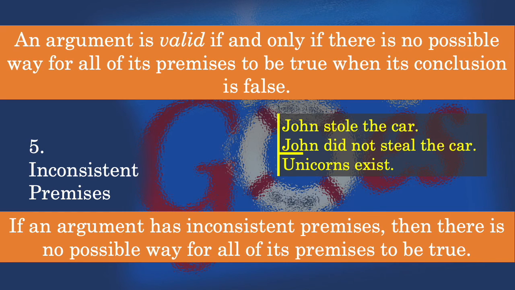Obviously, if an argument has no possible way for all of its premises being true, then there's no possible way for all of its premises to be true when its conclusion is false. Right? So it follows from this that any argument with inconsistent premises is valid.